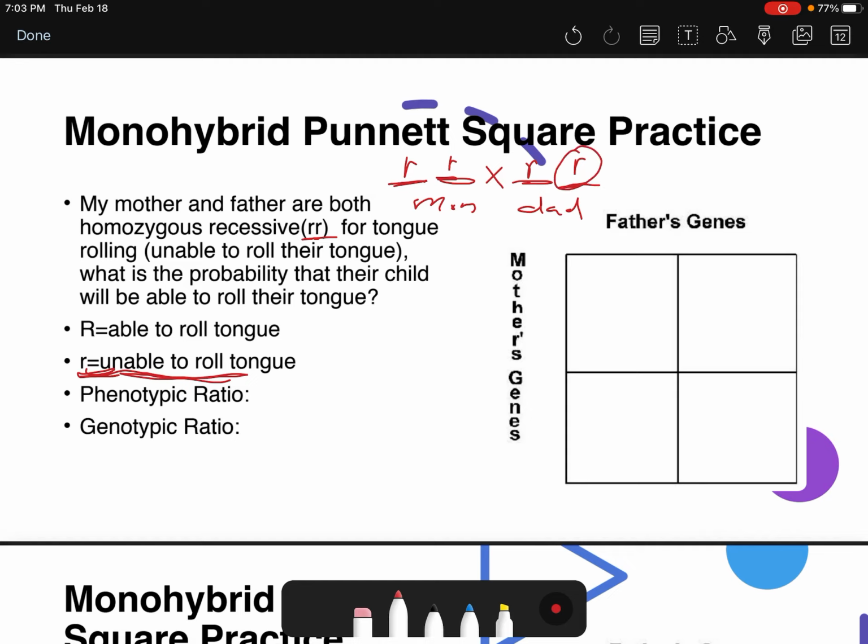So our dad can give us a little r or a little r. We'll draw it like a little sperm there with the tail. And then our mom can be either little r or little r, and we'll draw that as like an egg. So father's genes, little r, mother's genes, little r, just like the father. All right, so then we're going to move down with the father's genes. We put little r, and then little r, and those are all coming from the father. And then we're going to do the mother's all the way across. So little r, little r.